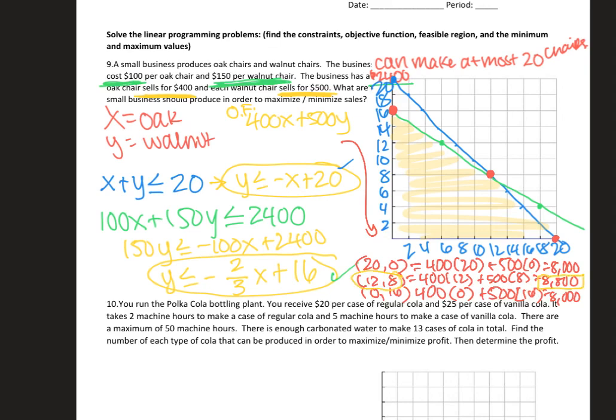So your sentence should read, I can make 12 oak chairs and 8 walnut to maximize my profit. Okay?